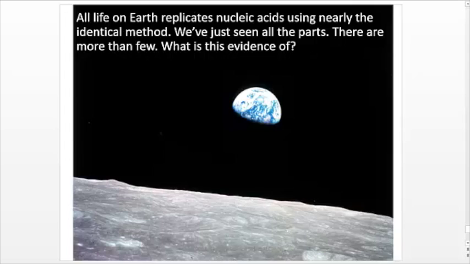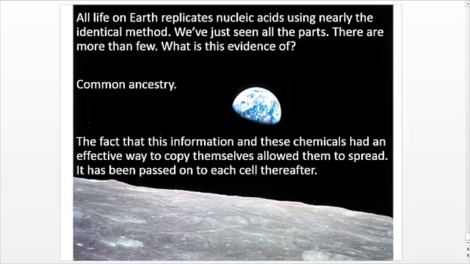Now, what's interesting is that all life on Earth replicates nucleic acids using nearly the identical method. We've seen all the parts, we've seen the whole process of how DNA gets replicated. There's a lot of steps in that whole DNA replication process. What is this evidence of? Well, it's evidence of common ancestry.